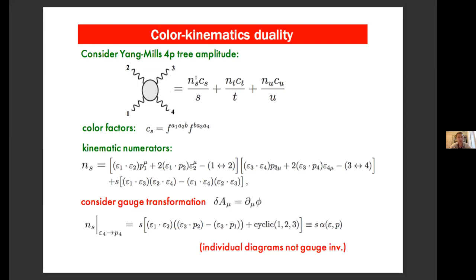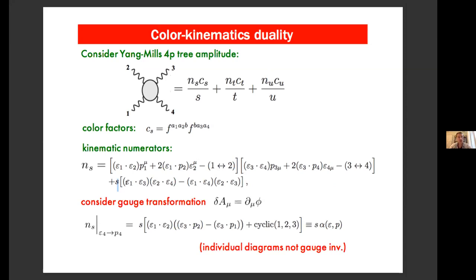So for example, I can very explicitly display the s channel numerator. This is simply the cubic Feynman diagram in one vertex, this is the cubic Feynman diagram in the other vertex, just using some momentum conservation identities to rewrite it more compactly. Then I added this term here, which you can realize is a contact term because it's proportional to s. This is just the usual contact term in Yang-Mills.